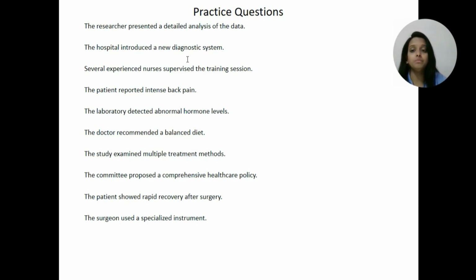The study examined multiple treatment methods. So here, multiple is the adjective. The committee proposed a comprehensive healthcare policy. Of course, comprehensive. It describes how the healthcare policy is. It is very comprehensive. So, comprehensive is the adjective. The patient showed rapid recovery after surgery. What type of recovery? Rapid. The surgeon used a specialized instrument. So, we are describing the instrument as a specialized kind. So specialized is the adjective.